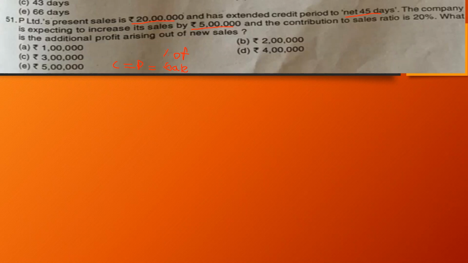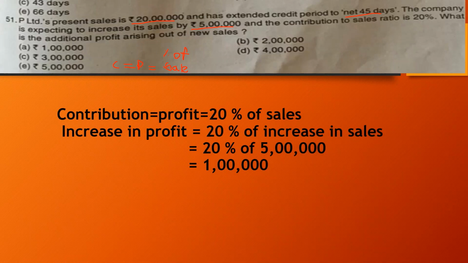So it's very easy. The solution is: contribution is equal to profit is equal to 20% of sales. क्वेश्चन में ही दिया है 20%. So increase in profit is equal to 20% of increase in sales, which is 20% of 5 lakh, which comes to 1 lakh. तो जनरली ये जो नेट 45 वगैरह डेज दिया है, it's to confuse you. It's of no use in this question, because directly अगर सेल्स बढ़ेगा तो प्रॉफिट बढ़ेगा. कितने से? सेम रेशियो से, because कंट्रीब्यूशन टू सेल्स रेशियो दिया हुआ है. So directly we will get the answer which is Option A.